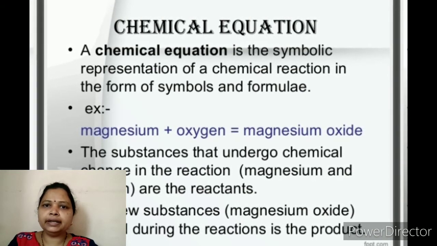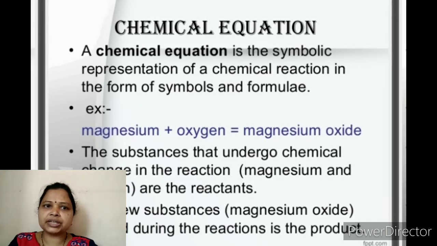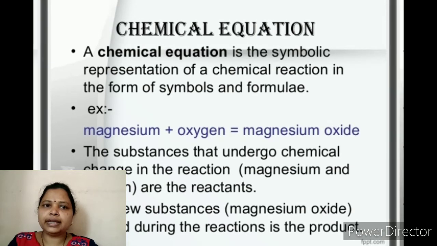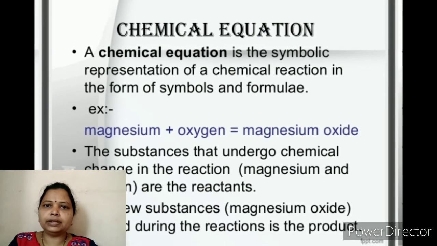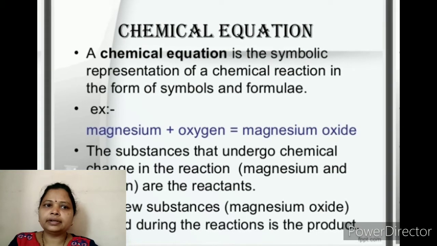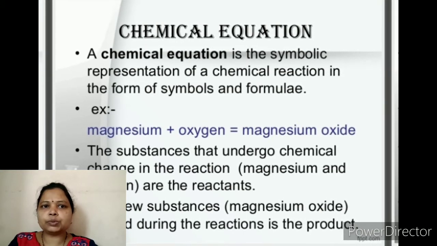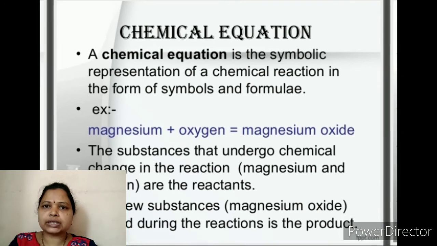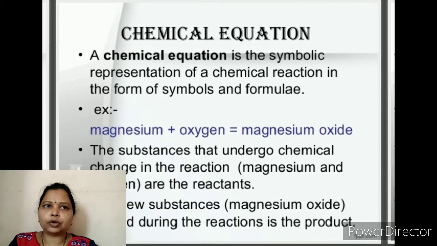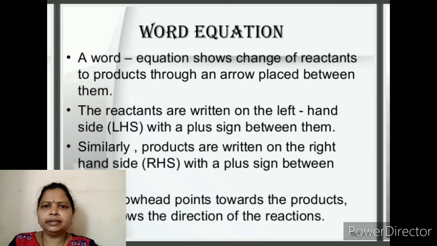The substances that undergo the chemical change in the reaction are the reactants. In this example, magnesium and oxygen are the reactants, and a new substance is formed, that is magnesium oxide, formed during the reaction, and it is the product. Then we discuss the word equation.